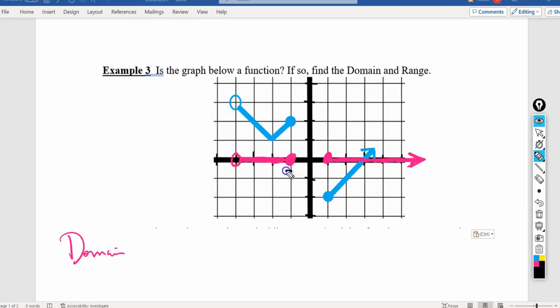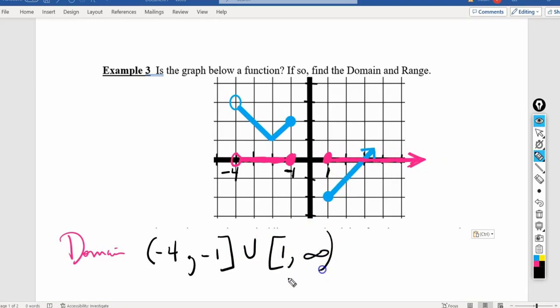So -1, -2, -3, -4. Then this is +1 at this gap. So reading the domain off, the red part, from left to right, I'm starting at, I do not include -4. I go up all the way to -1 and include that. Then there is a gap. I pick it up again at 1. 1 is included. And then it goes on forever with no gaps. That is the domain for this example 3.